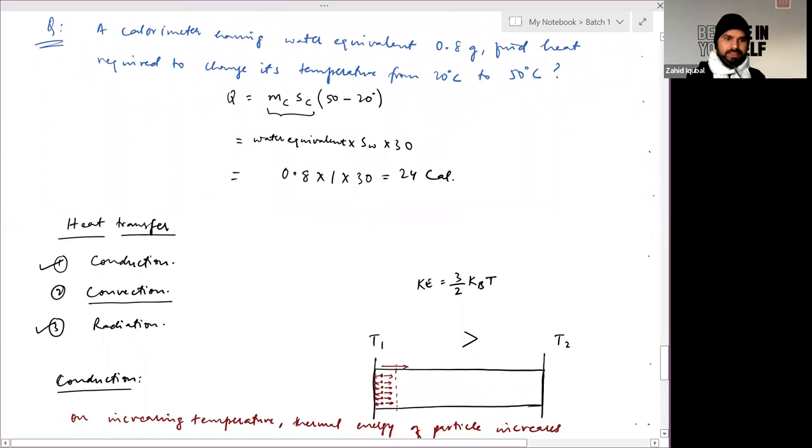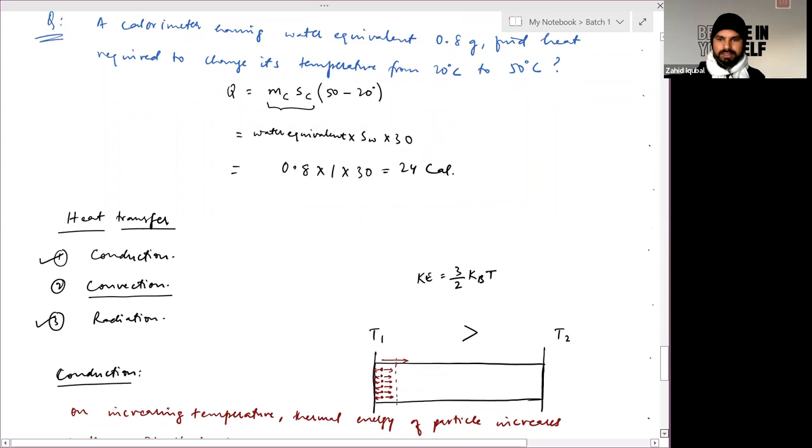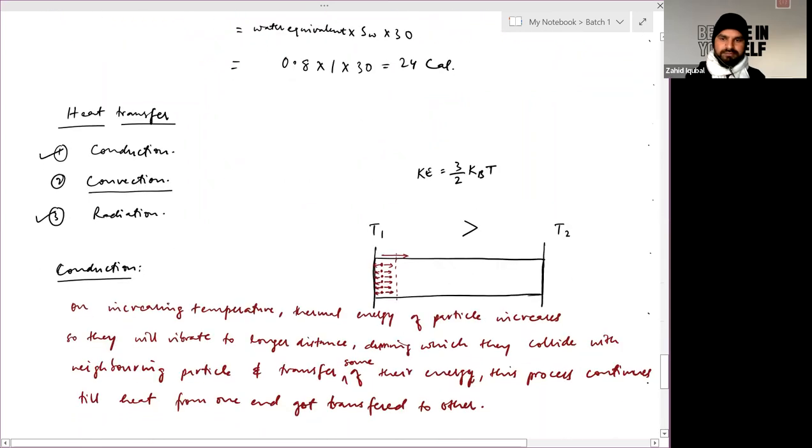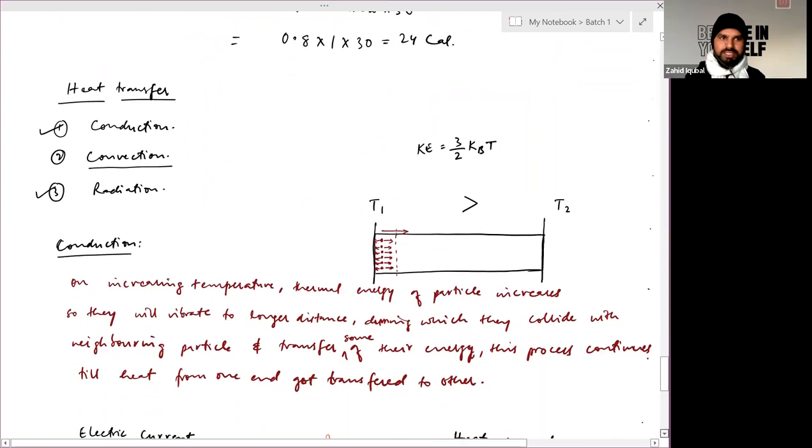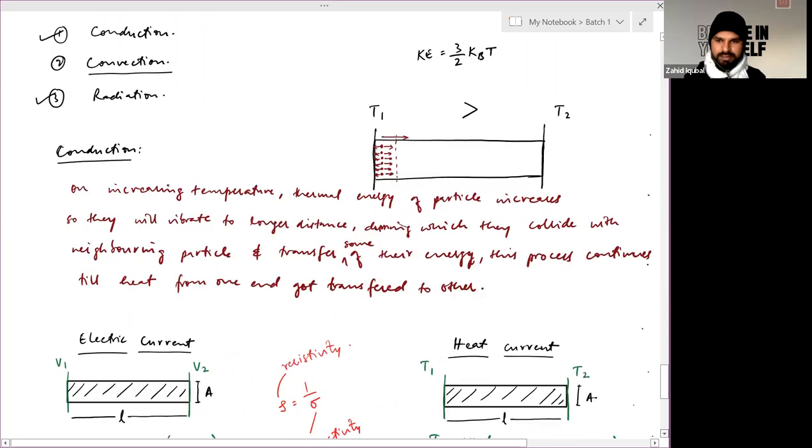Okay, last class we had started about conduction, or heat transfer by conduction method.